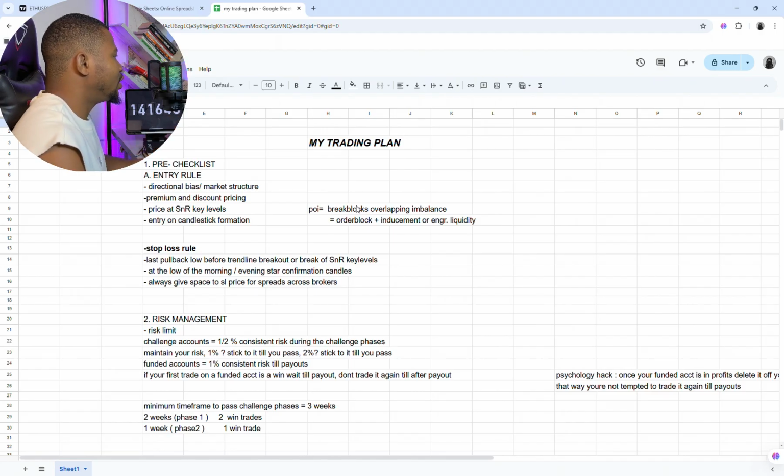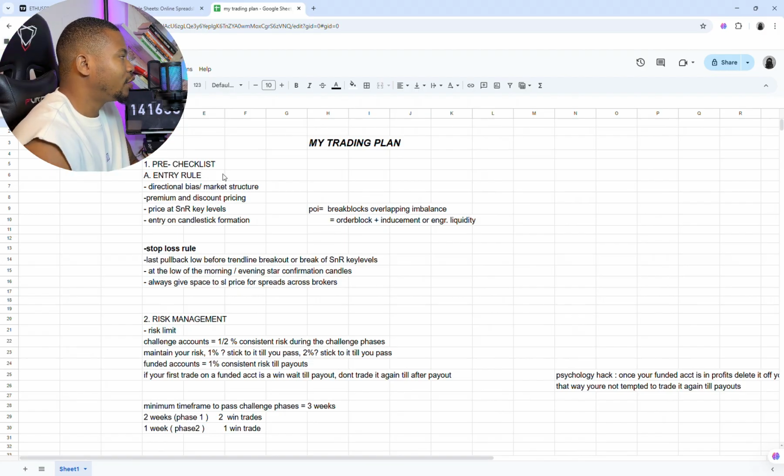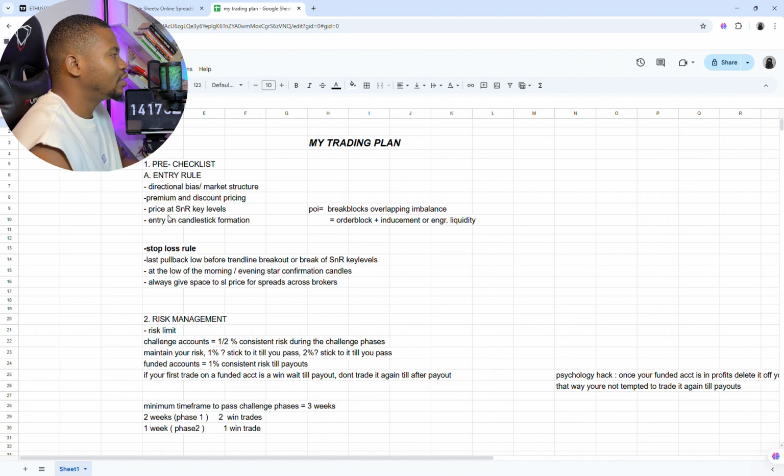So the first I have on the list is the pre-checklist. This is what I look out for while entering a trade. The first is my entry rule, what I check out for in the market. We have directional bias / market structure. We have premium and discount pricing. We have price at support and resistance key levels, entry on candlestick confirmation. Then I use POIs as well, making use of breaker block, overlapping imbalance, then order block plus inducement or engineering liquidity. Now I'm going to explain this.